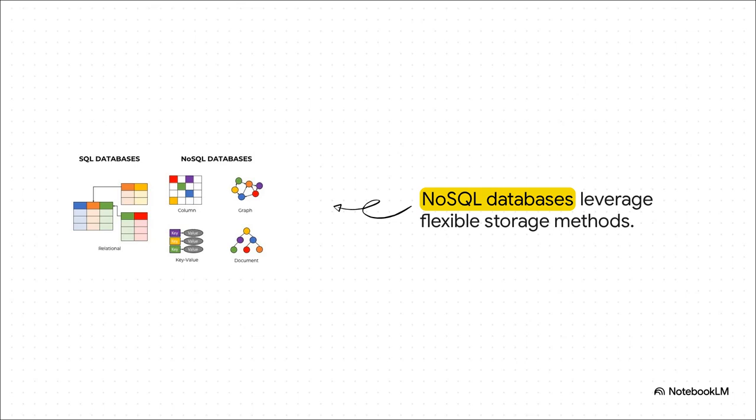Notice how this contrasts with those rigid SQL tables we saw earlier. NoSQL databases actually thrive on this flexibility. Instead of forcing your data into strict rows and columns, NoSQL uses graph, document, and key value pairs to store semi-structured data dynamically. You don't have to define a massive schema upfront. If you suddenly need to add a new attribute to a record, you just add it. The database adapts instantly. It's a real game changer.